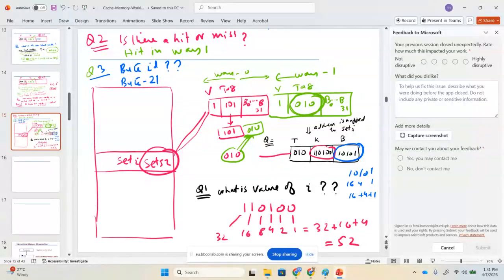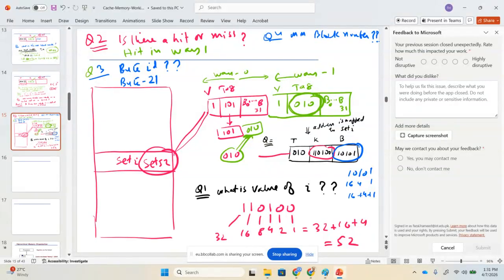Okay. Question number 4. What is the main memory block number? Anyone may answer. What is the main memory block number? You put the T and K together and calculate the number. T and K together. Very good. Yasir, very good. Thank you. So basically we put T and K together.